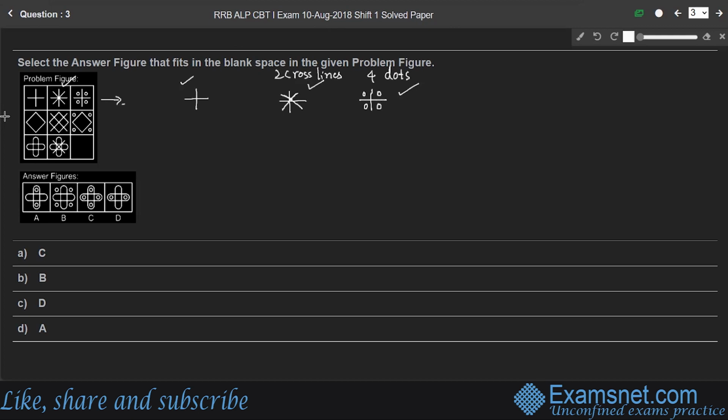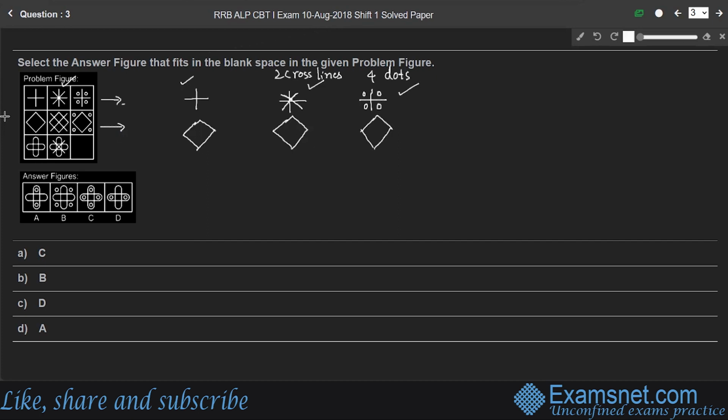So we'll consider the second row of the problem figure. Here in the second row, we have a common part in each figure, which is like this square part. So this is common.